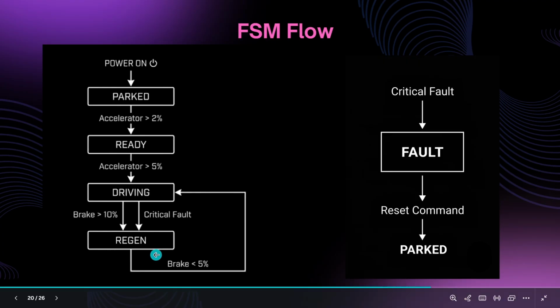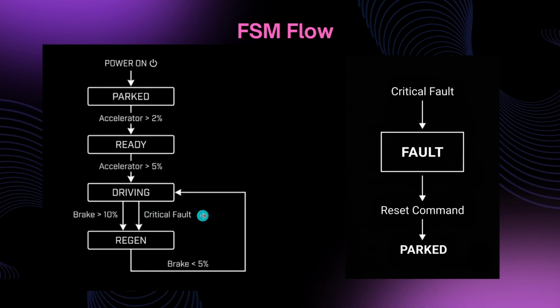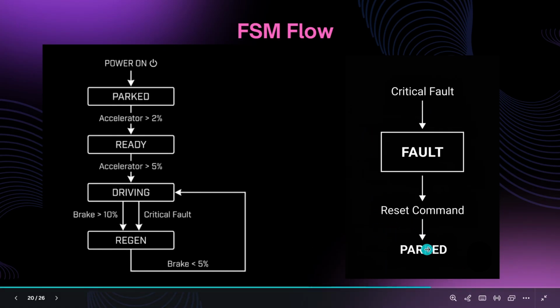When the brakes are less than 5%, it then switches back to driving mode, and this cycle continues until a critical fault occurs. So if there is a critical fault, it switches to fault mode, and the command is reset, and the car goes to park mode finally.